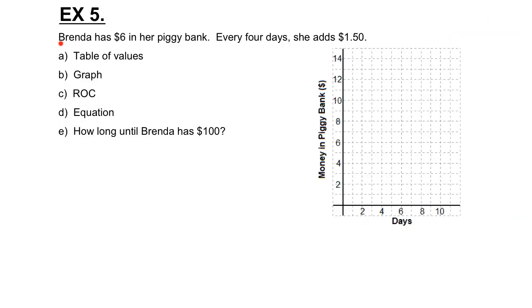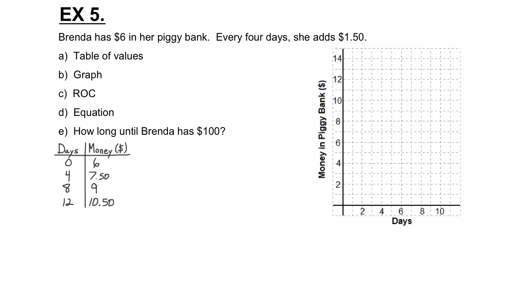For this last example, we're talking about Brenda. So Brenda has $6 in her piggy bank. Every 4 days, she adds $1.50. So what I would like you to try to do on your own, and then I'll show you all my work here so you can check, is to create a table of values, create a graph, determine the rate of change, write an equation, and then answer the question, how long until Brenda has $100? See how much of that you can do, and I'll show my solutions and you can check as you go.